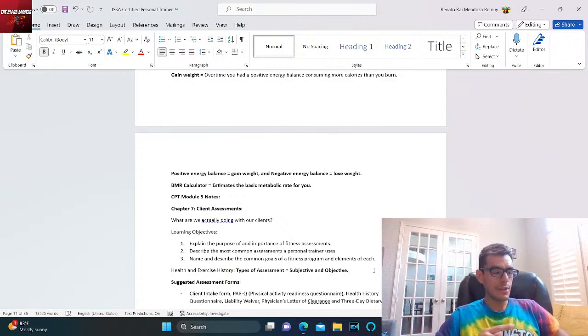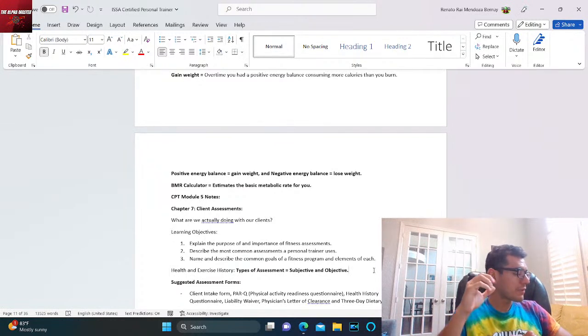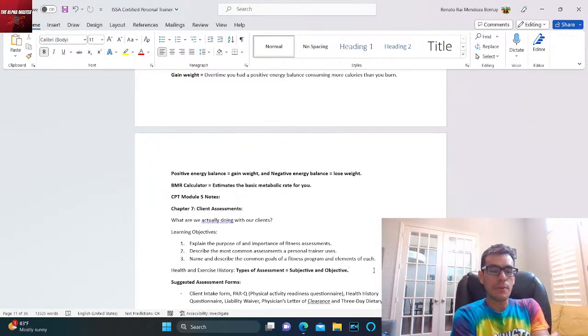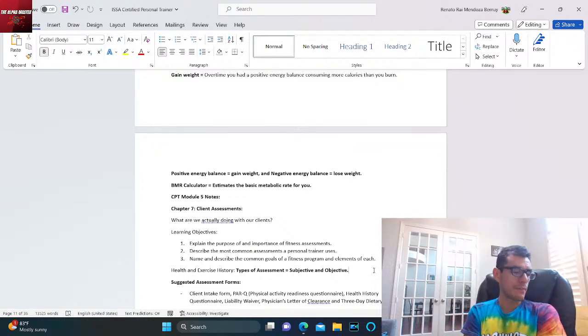We have the health and exercise history. You have 2 types of assessments, subjective and objective assessments, for the health and exercise history. So the terms for client assessments are subjective versus objective assessments. You have the body composition assessments, then the circumference or girth measurements, then VO2 max. You have cardiorespiratory fitness assessments, where you use resting heart rate and blood pressure.